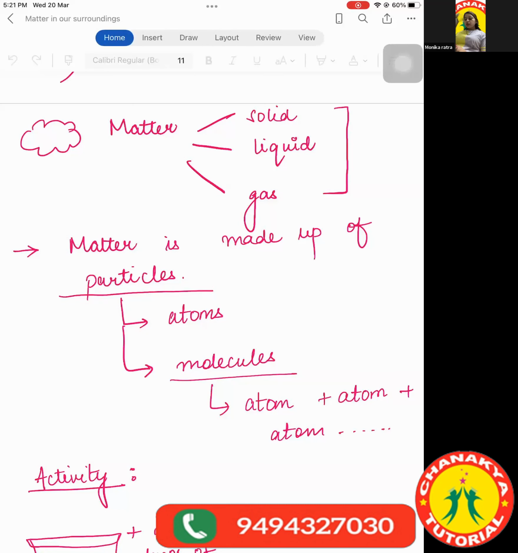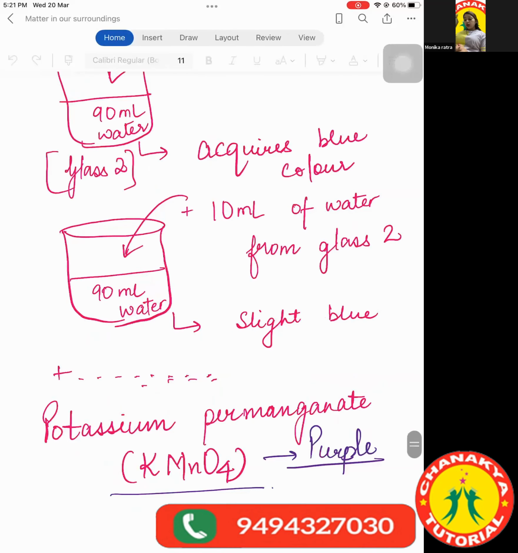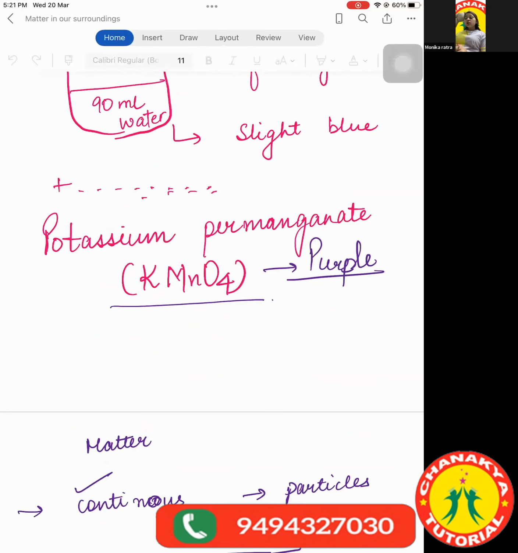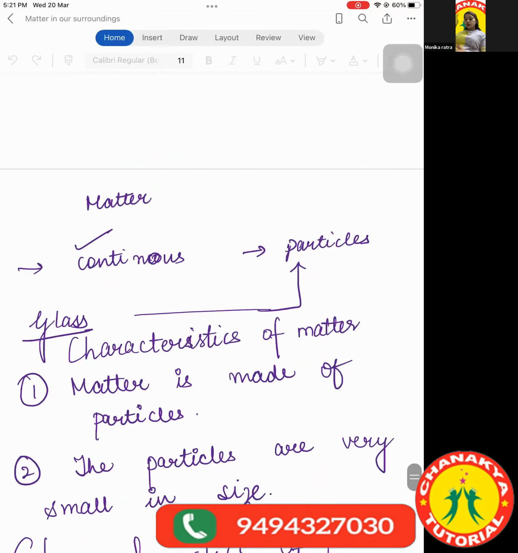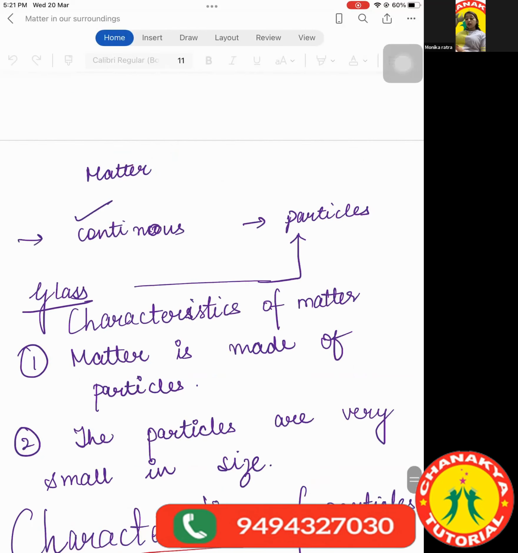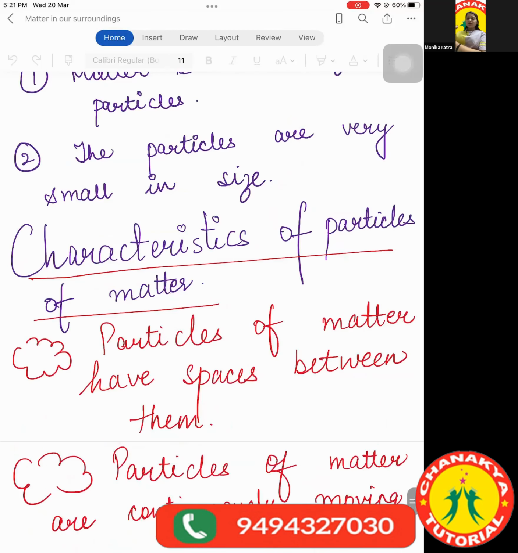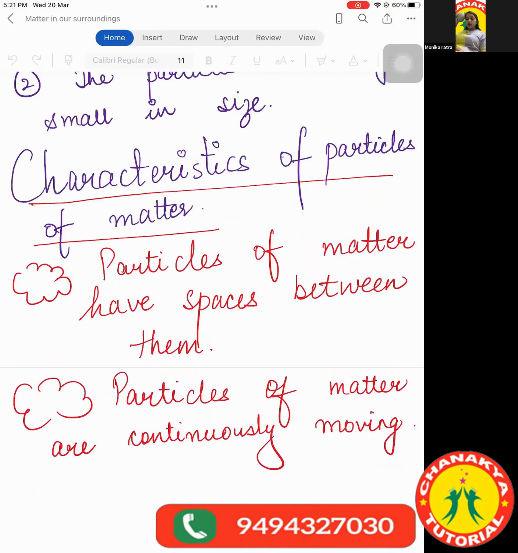And the same activity was done using a chemical, potassium permanganate, which is initially purple in color. I made them see one video related to the same. And lastly, we also studied that the particles of matter are very, very small in size. Fine. And then we came to the next topic, which was the characteristics of particles of matter.